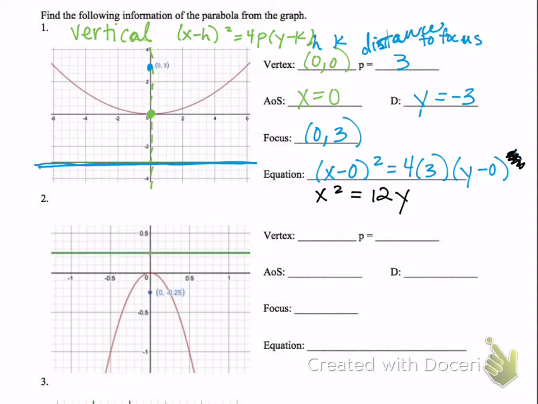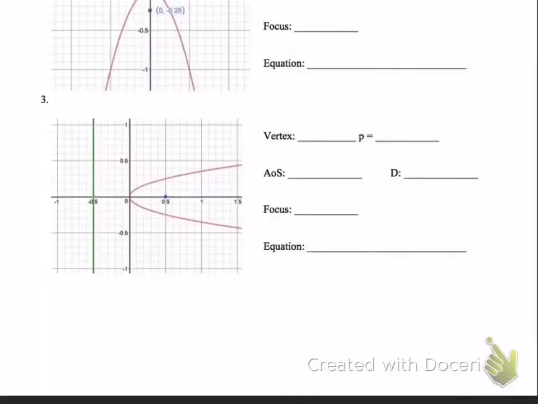Okay, I want you to try number 2. So if we have a horizontal, then the formula for horizontal is what? Y minus k squared equals 4p times x minus h. My vertex is at (0, 0).